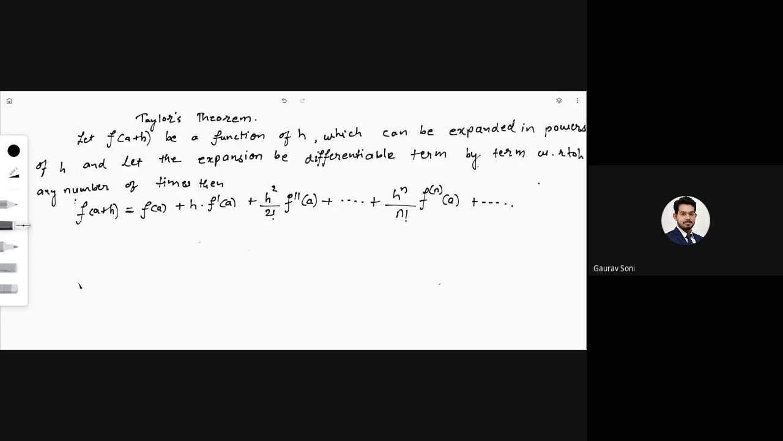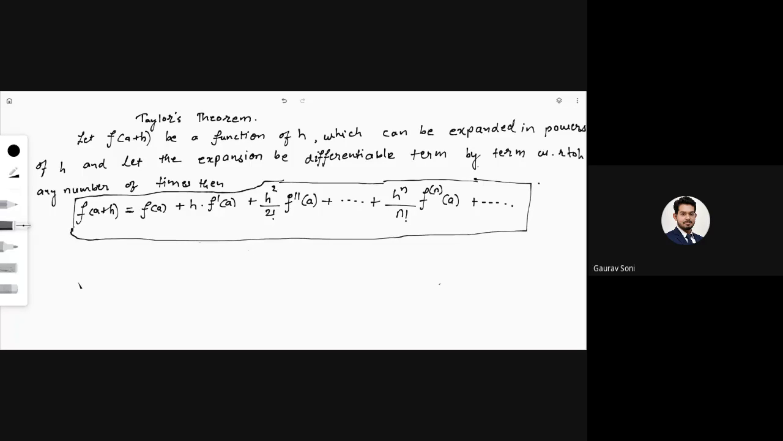So no matter what is written above, whenever you are asked to write the Taylor series expansion of this, of course, it will satisfy the given condition. Okay, that is by default. So f of a plus h can be written as f of a plus h into f dash of a plus h square by 2 factorial f double dash of a and so on. This is the Taylor series of a function f of h at a.